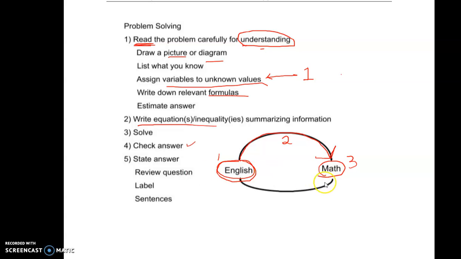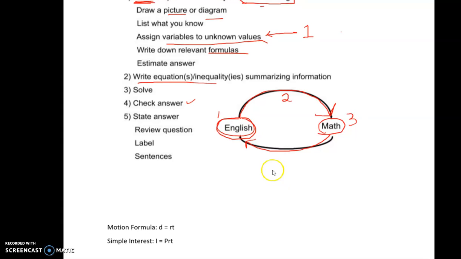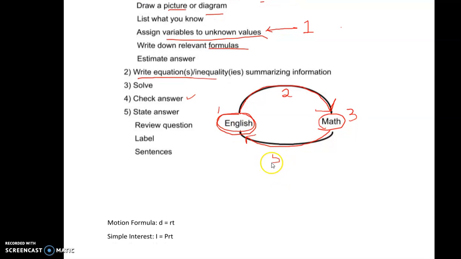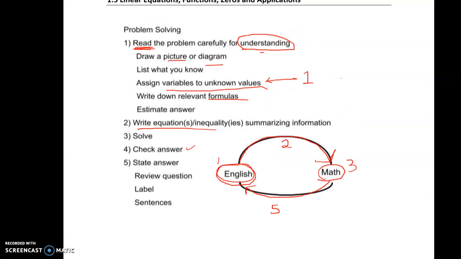Plug it back in. And then before we get away from this problem, we're going to go back to the English. So this is step 5, going back to the English, and you're going to say what the answer to the question is. The reason that step 5 is so important is a lot of times we get done working the math problem, and let's say that we end up with x equals 2.